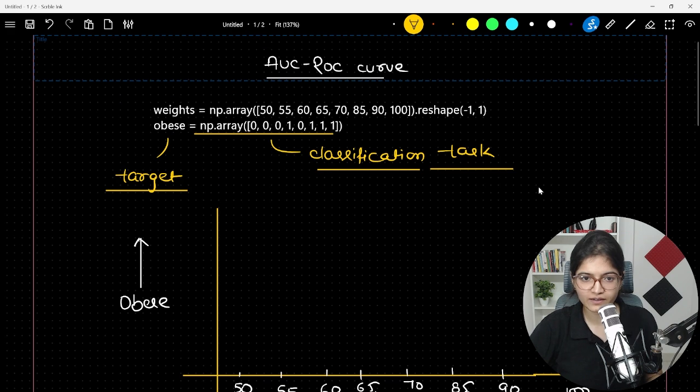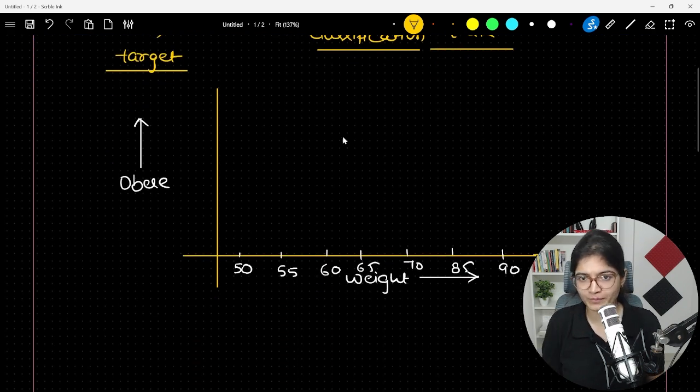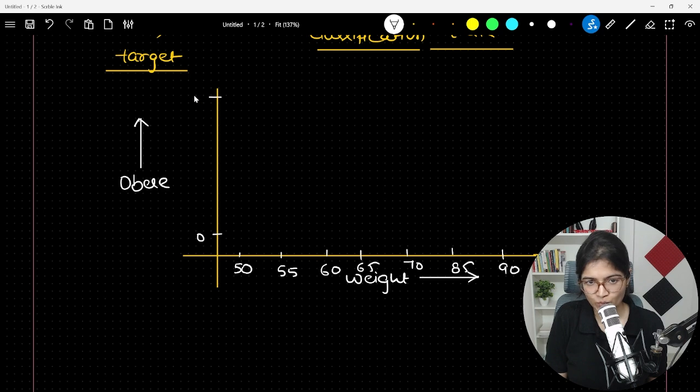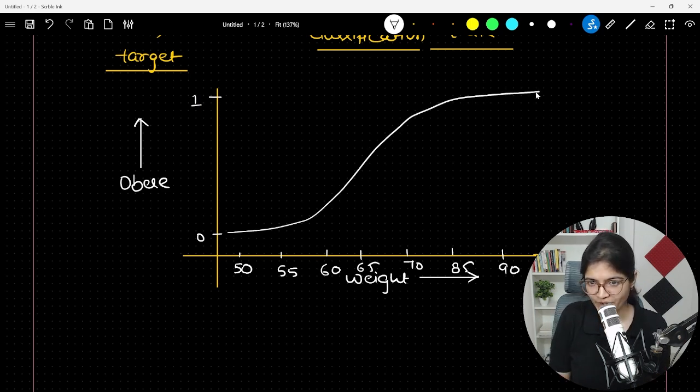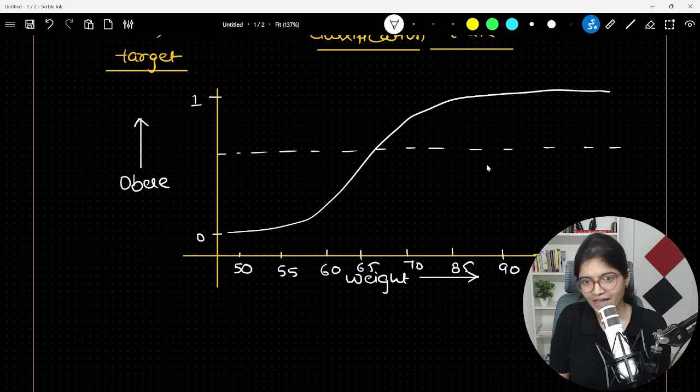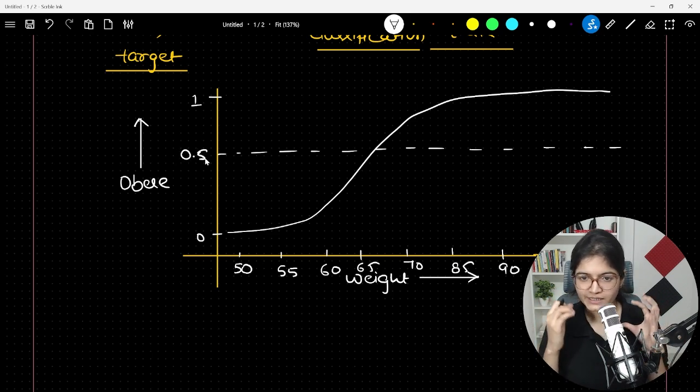In the y-axis, we have the target value available, which will be minimum as 0, maximum as 1. As we are trying to plot a sigmoid function, it looks like this, where in between, as you all know, by default there is a threshold which is being set, and it is nothing but 0.5.